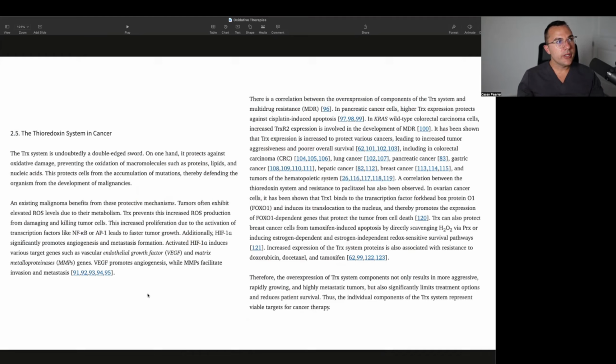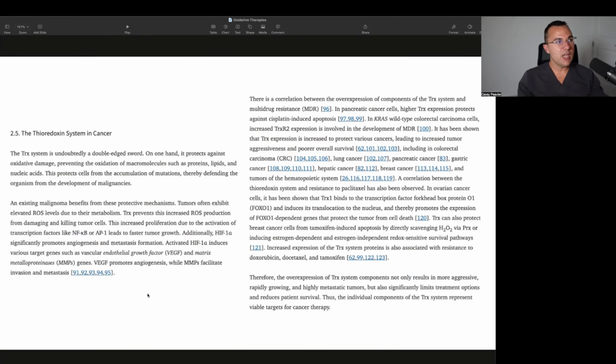So the thioredoxin system in cancer, the TRX system, is undoubtedly a double-edged sword. On one hand, it protects against oxidative damage, preventing the oxidation of macromolecules such as proteins, lipids, and nucleic acids. This protects cells from the accumulation of mutations, thereby defending the organism from the development of malignancy. So therefore, it has a protective effect at helping protect us from getting cancer. But once we have cancer, it's effectively used against us.